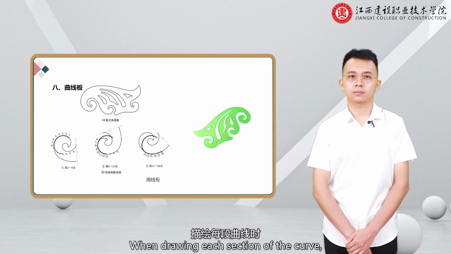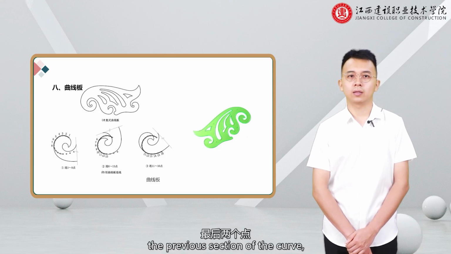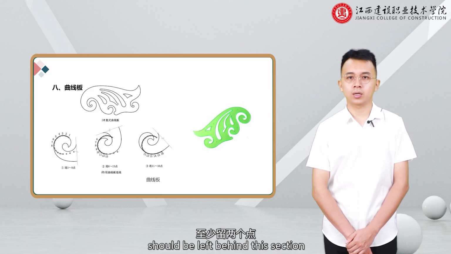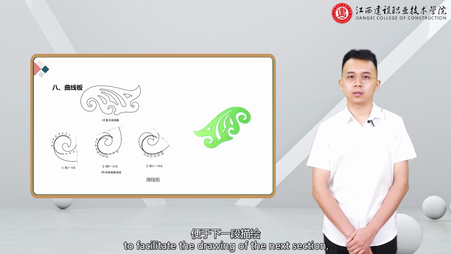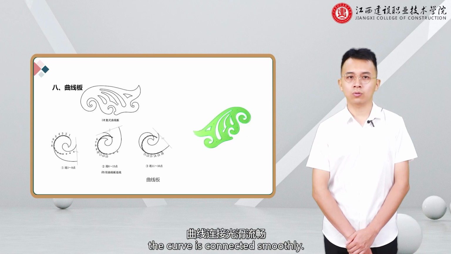When drawing each section of the curve, it should at least include the last 2 points of the previous section of the curve, and at least 2 points should be left behind this section to facilitate the drawing of the next section, so as to ensure that the curve is connected smoothly.